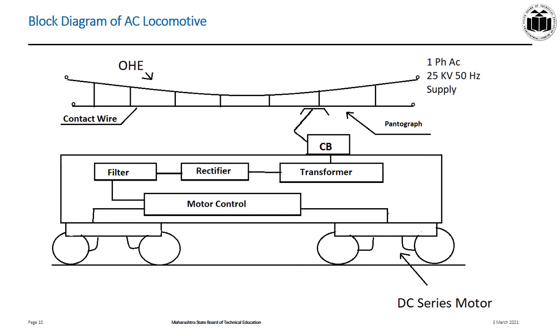The second one is pantograph, which collects the power at 25 kV. It is then given to the circuit breaker. After the circuit breaker, the next component is on-load tap changer, which feeds this power to the step-down transformer. After the power is stepped down, which is still AC, it is converted to DC with the help of rectifier. This DC is still a pulsating DC. With the help of filter, it is converted into smooth DC and then it is fed to the DC traction motor.